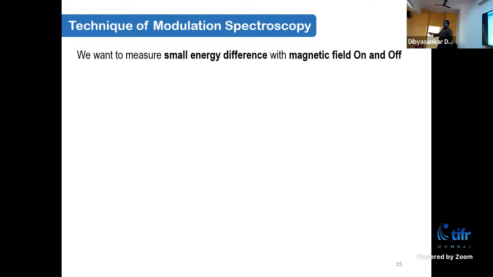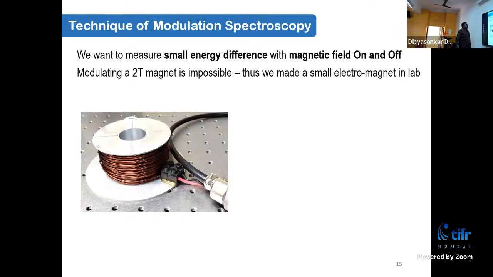So what do we want to measure? We want to measure a very small energy change. I showed you in that scale, I want to measure 300 micro electron volt of energy. And that is because when there is no magnetic field, there is no gap. With a magnetic field, there is a gap. So I want to measure the gap, the energy difference. So I will modulate my magnetic field itself. It is not a steady magnetic field, but an oscillating magnetic field.